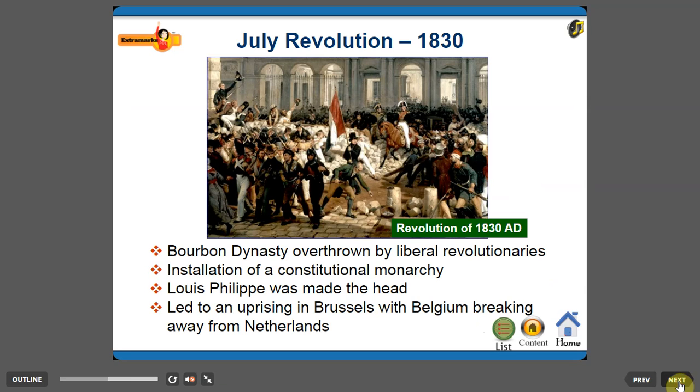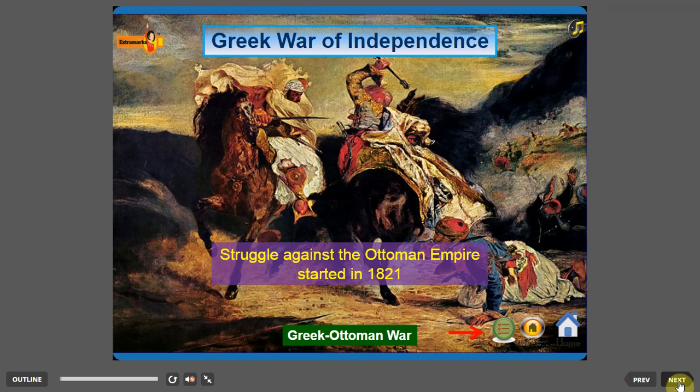Now, July Revolution 1830. Let's see the age of revolutions, how they started. The Bourbon dynasty was overthrown by liberal revolutionaries. Installation of a constitutional monarchy had taken place. Louis Philippe was made the new head of France, and this led to an uprising in Brussels, with Belgium breaking away from the Netherlands, getting inspiration from the July Revolution in France.